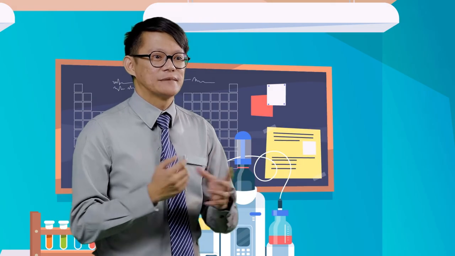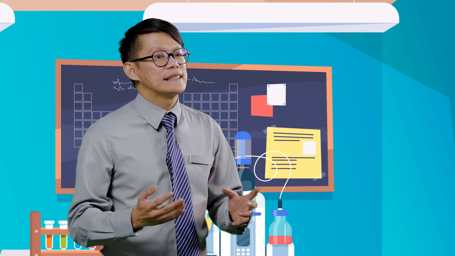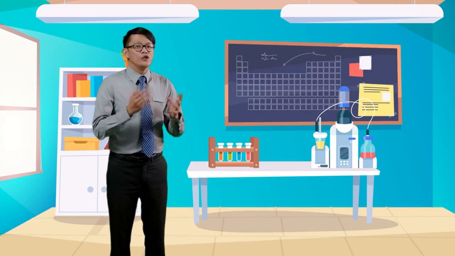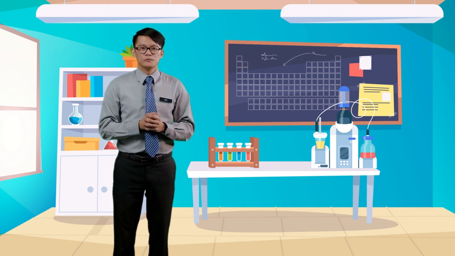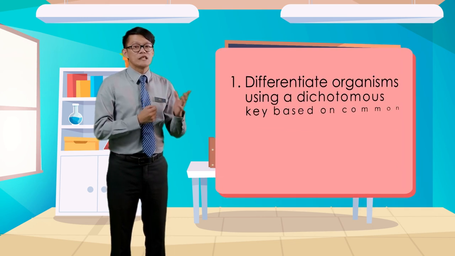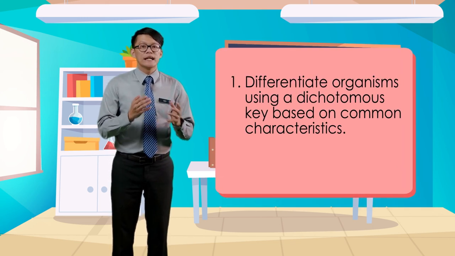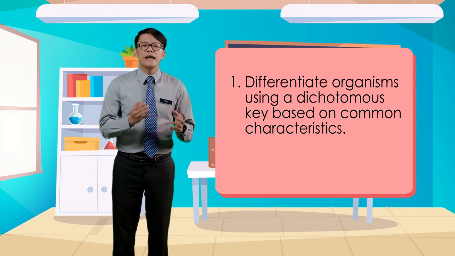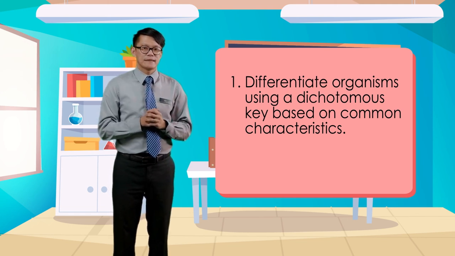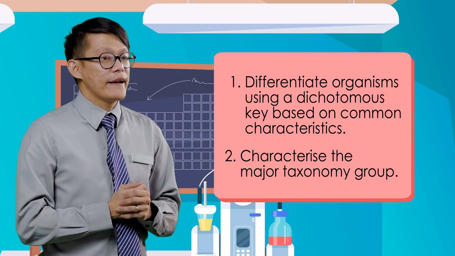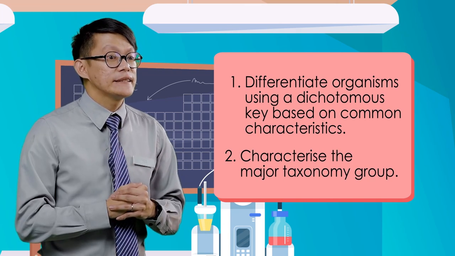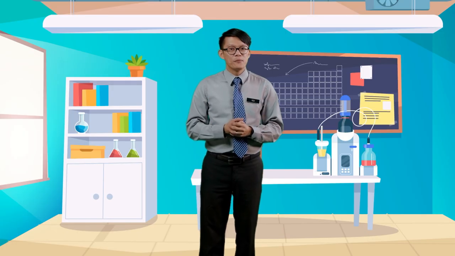Congratulations! You did a great job today. Well, boys and girls, it looks like we have come to the end of our lesson for today. You are now able to, number one, differentiate organisms using a dichotomous key based on common characteristics. Number two, characterize the major taxonomy groups. I hope you enjoyed today's lesson.